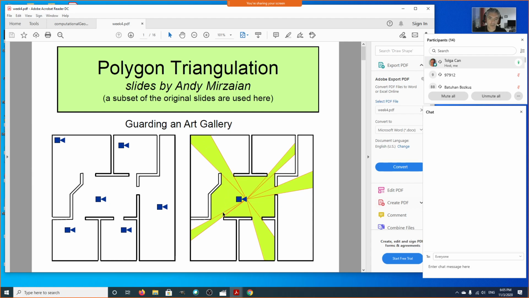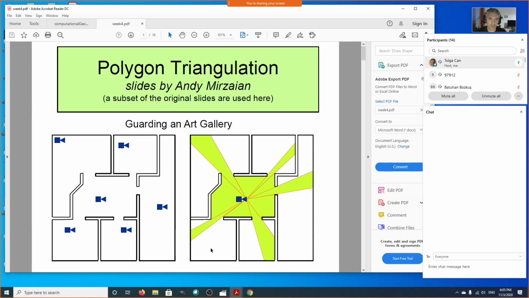So the yellow region that you see here is the entire set of points which this camera sees. As you can see, the camera cannot see a point here, because when we connect the camera position to that point, it intersects one, or actually two, of the polygon edges. Therefore, there is no line of sight from the camera to that point, so it's not seen by the camera. So our goal is to cover the entire floor plan with as few cameras as possible.